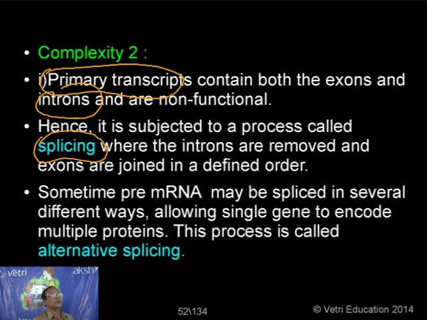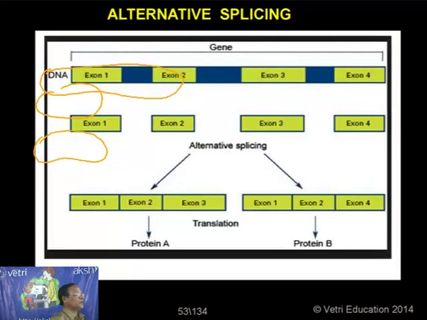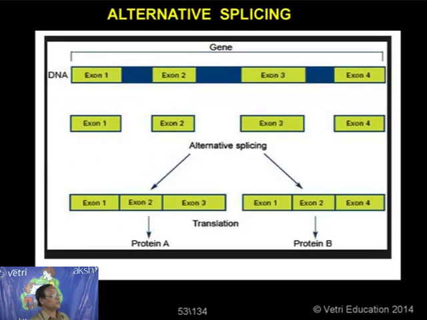Sometimes the pre-mRNA, the unmatured mRNA, may be spliced in such a way that a single gene codes for many proteins. I will show in the picture. Normal splicing, see that one we have, this is an example of alternative splicing. Now this is the gene in DNA having both exons and introns. The yellow spot represents the exon, and this one is the intron, the unwanted elements.